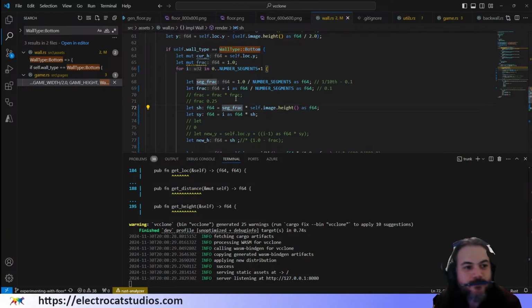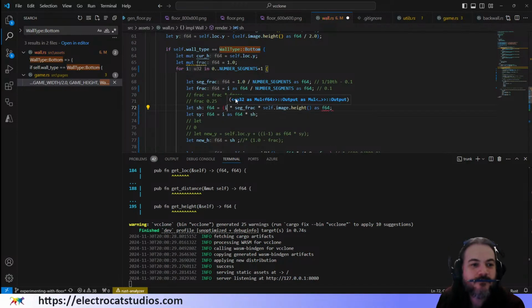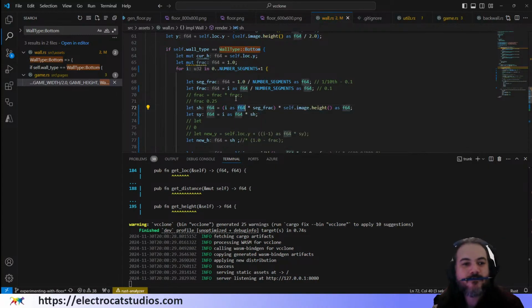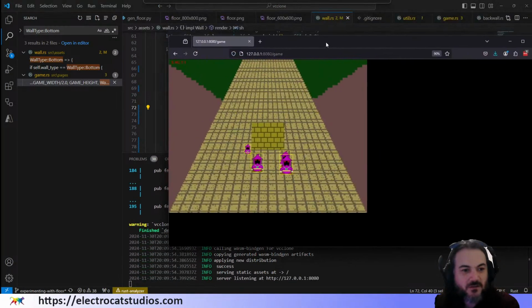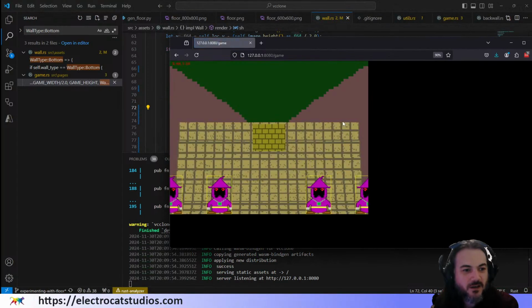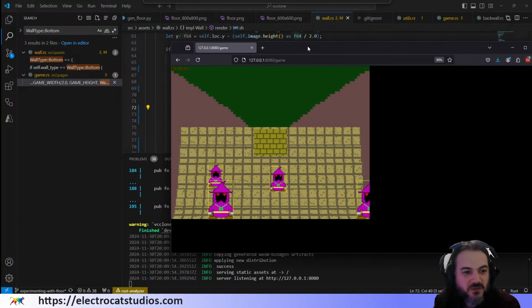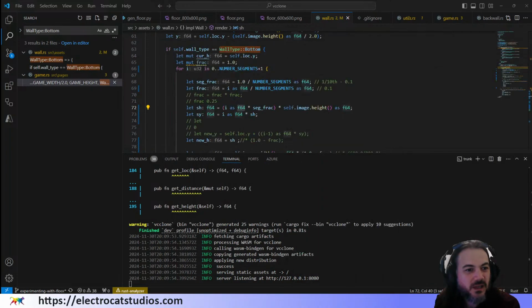Oh, that's right. Okay, this should be consistent now. Well, that did not do what I thought it was going to do at all. What the heck? Start height should be 0 times, which starts at the top, and then 1 times segment fraction, and 2 times segment fraction, 3. Yeah.